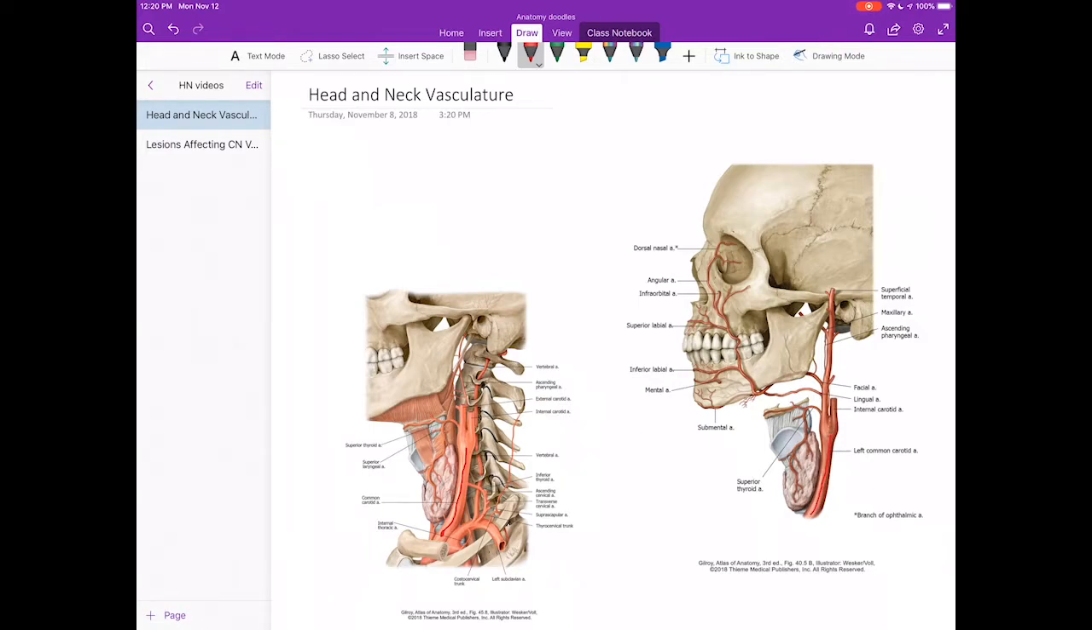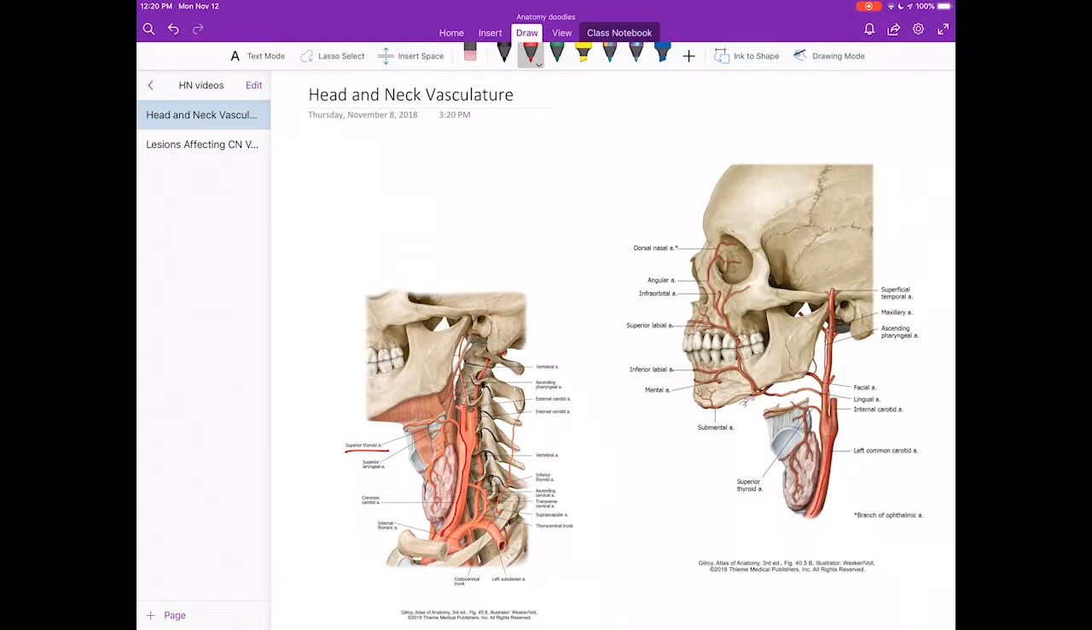So back on the image on the left, if this drop of blood is coursing here and decides to go superior through the external carotid artery, one of the arteries it's going to pass is the superior thyroid artery, which is generally one of the first branches off of the external carotid.